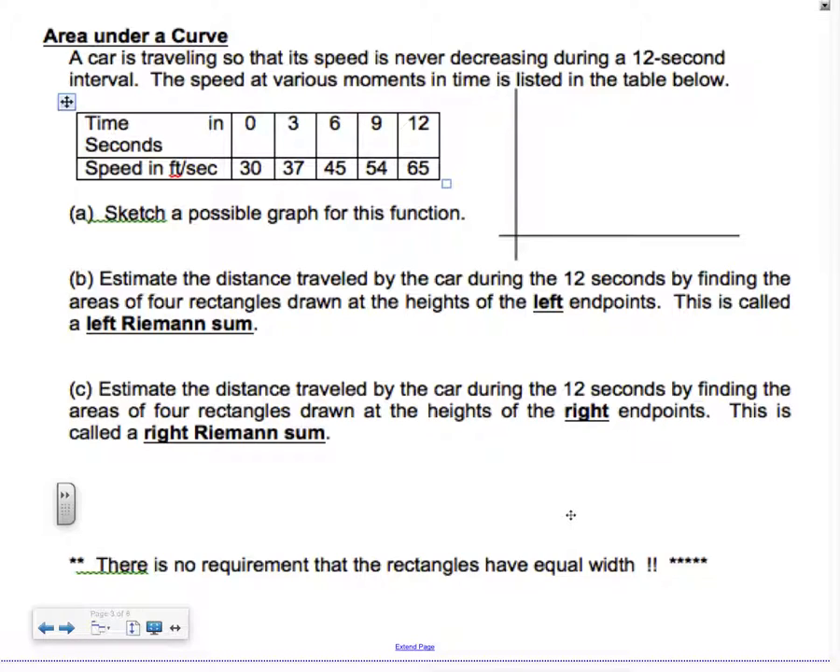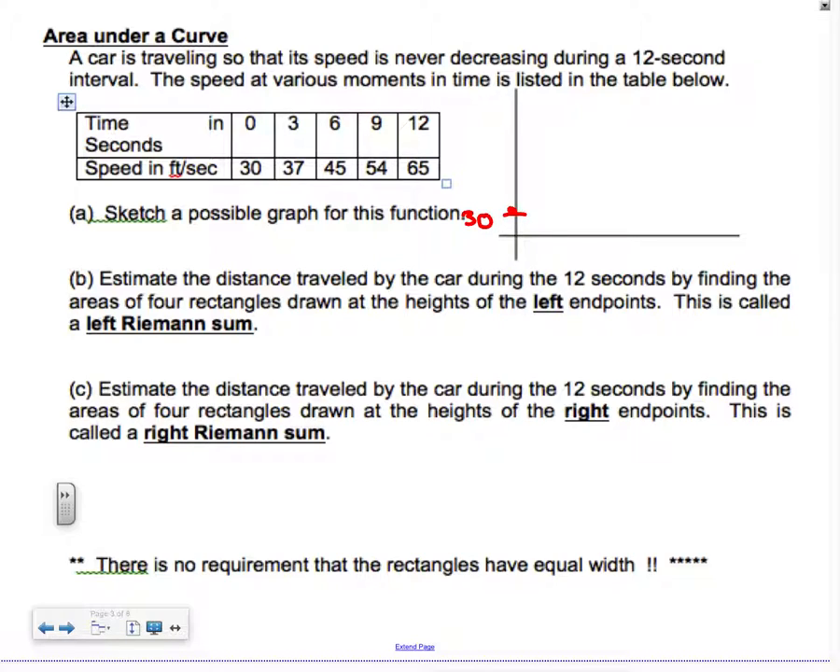So the area under a curve: a car is traveling so that its speed is never decreasing, so it's always going up, during a 12-second interval. The speed at various moments is listed in the table below. Sketch a possible graph for this function. So this is just plotting points. It doesn't have to be very accurate.